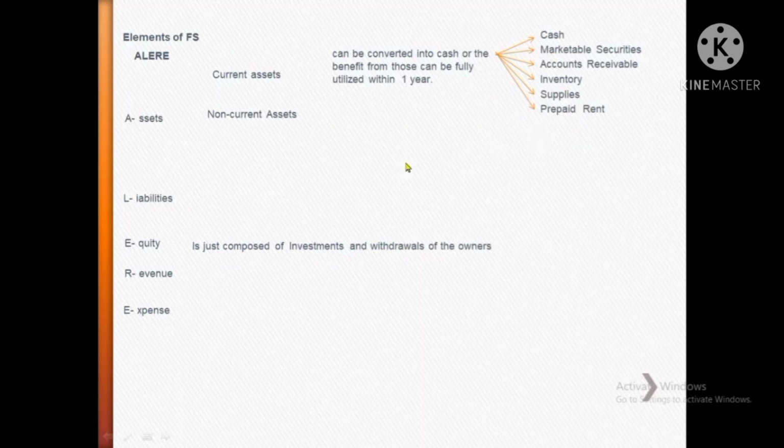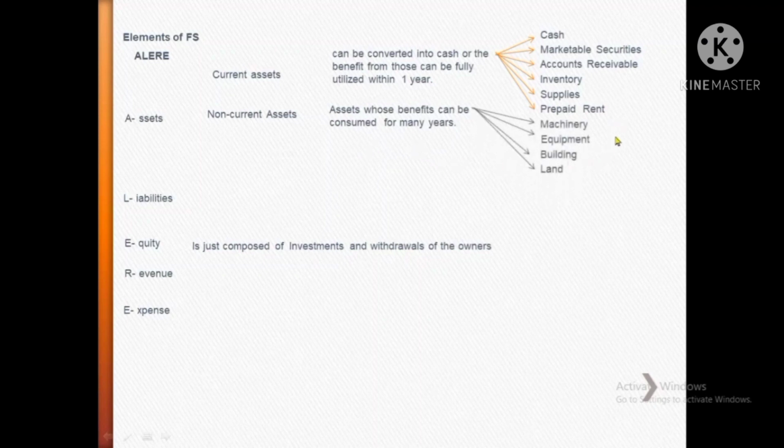We have another classification, the non-current assets, also known as long-term assets. If current assets are those that can be converted into cash or that can be used within 1 year, these non-current assets are those assets whose benefits can be consumed for many years. So we have a lot of examples. We have the machinery, equipment, building, and of course land. So that's it for the assets.